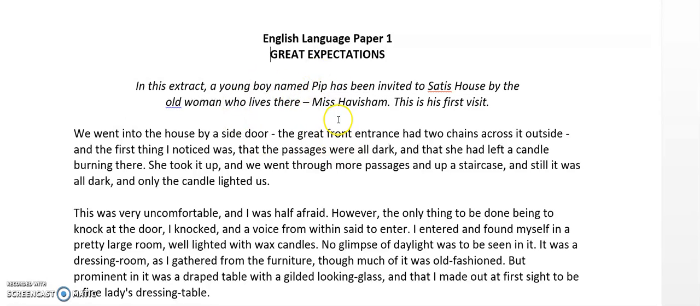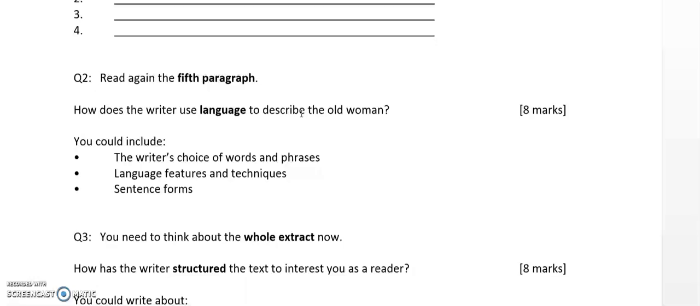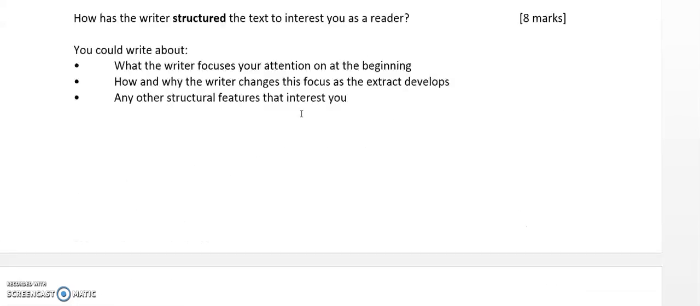So I've put this on Show My Homework. This is the practice paper we're going to work with for these videos. I actually gave this to my Year 11 class as well, so they've got this on paper, but it is on Show My Homework. It's the Great Expectations extract, a very famous novel by Charles Dickens, and the questions are there as well.